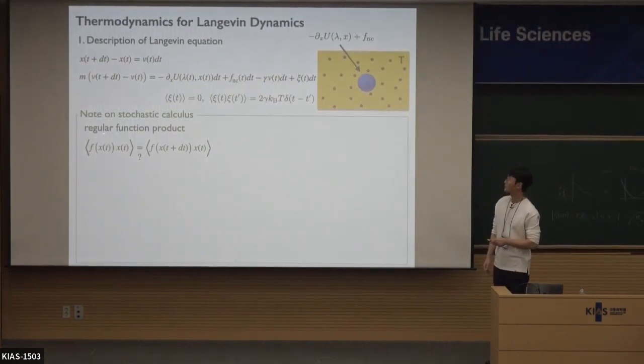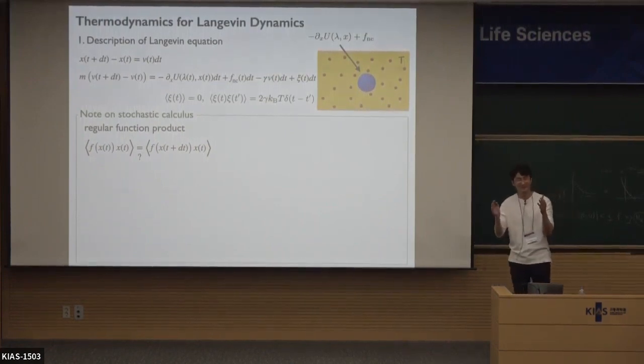Now let's consider this regular function product. This is the position at current time t, and this is a function f evaluated also at current time t. And in this other product, the position is the current position at time t, but the function f is evaluated at the next time, right? So a different time. So the question is whether these two product averages are the same. Intuitively we know that they are the same, but I'll show it step by step.